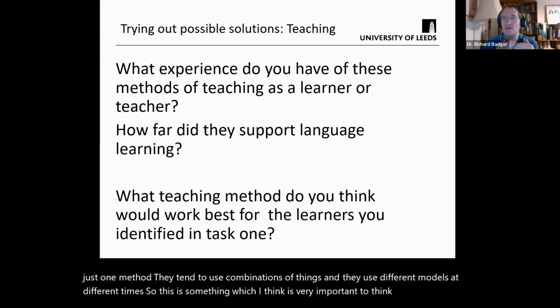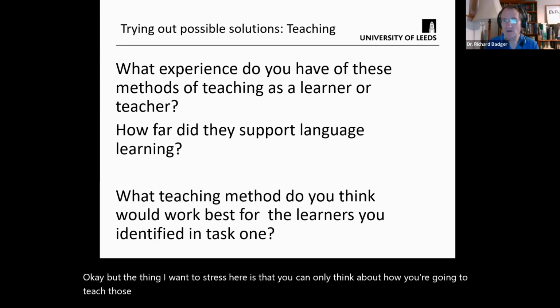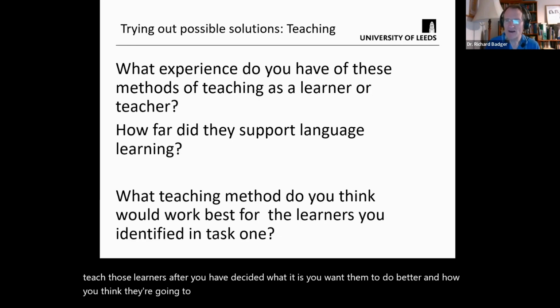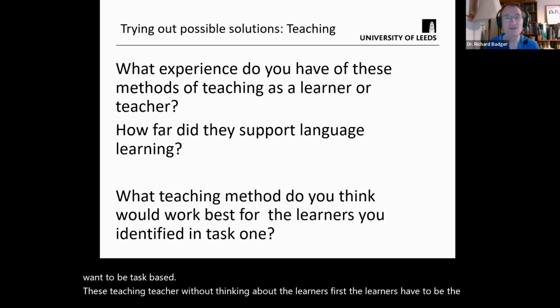Okay, but the thing I want to stress here is that you can only think about how you're going to teach those learners after you have decided what it is you want them to do better and how you think they're going to learn. Okay, it's very dangerous to say, oh, I want to be a CLT teacher, or I want to be a task-based teaching teacher, without thinking about the learners first. The learners have to be the people you consider first.